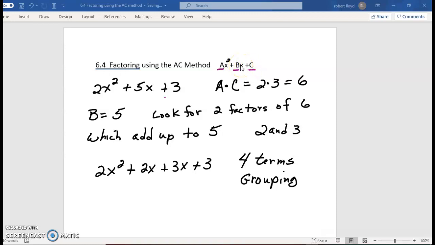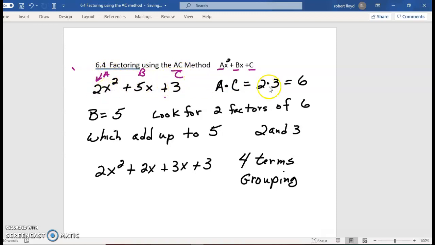So in this example, 2x squared plus 5x plus 3, notice in the other factoring we did, there was no coefficient in front of the x squared term. Now we have a coefficient in front, so we have to change the method and go to the AC method. So the A is 2, the B is 5, and the C is 3.